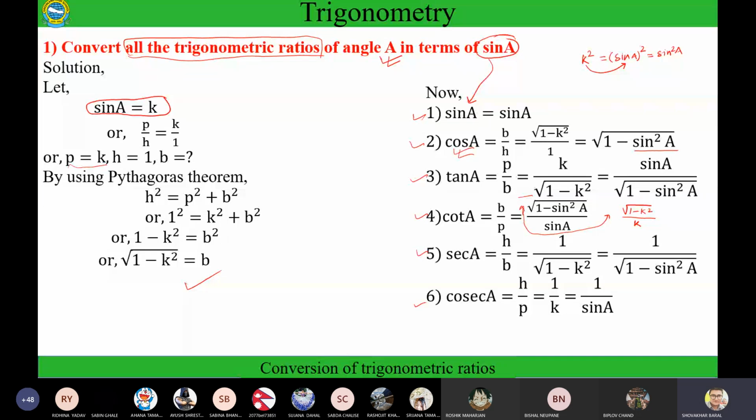Okay, have you copied it? Can anyone tell me, have you copied it or not? Okay, so let's go to the next question, question number 2. You can solve all the questions. For cos A and tan A, do it yourself.